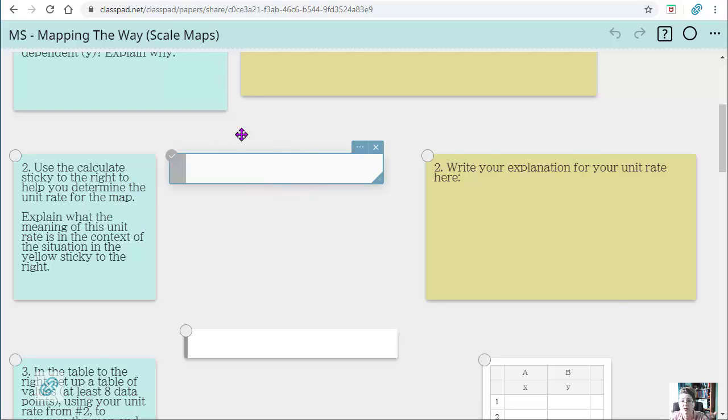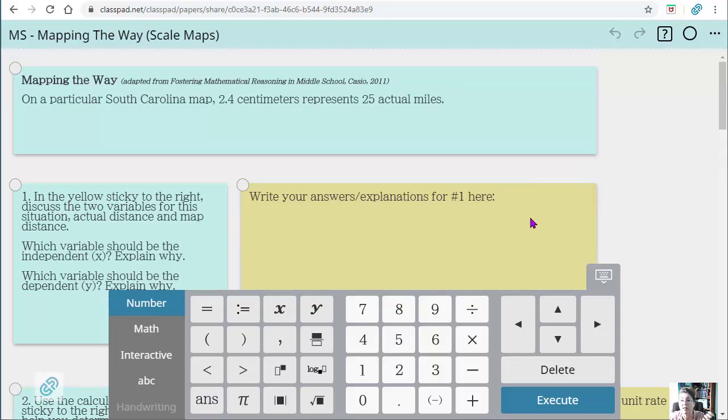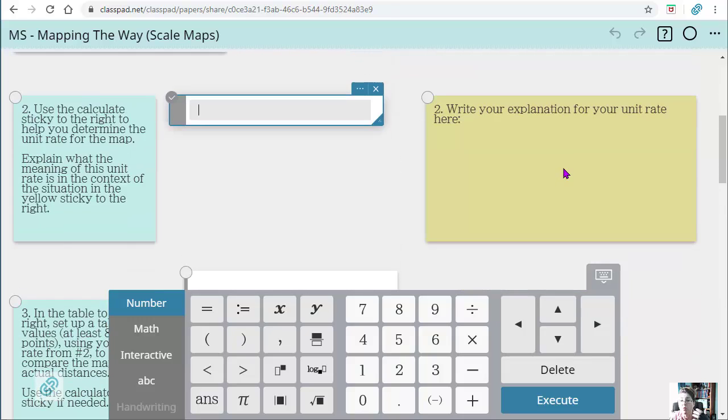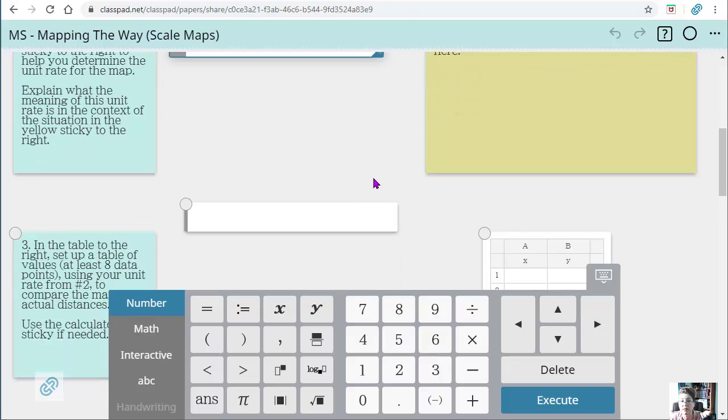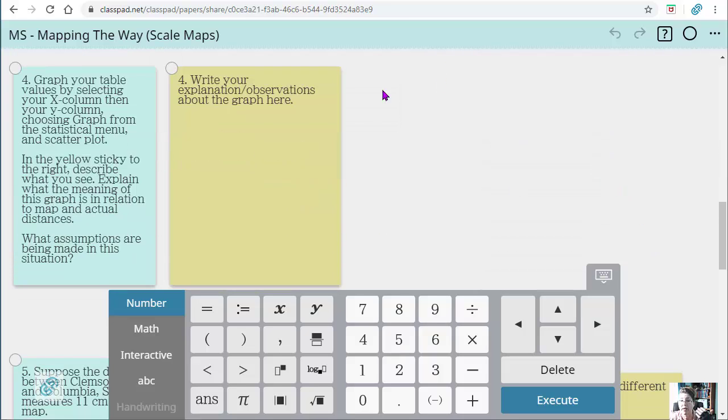And then based on that, what would be a unit rate and what is a unit rate? So they're going to use a calculator to find their unit rate and then explain what the unit rate represents in terms of this situation, in terms of the map. So we're really helping them apply this rate. And then they're going to set up a table using their rate. So they're going to collect some data or basically make an expression that helps them, depending on what they determined was the independent and the dependent. They're going to calculate at least 8 things. And then we're going to make a scatter plot.